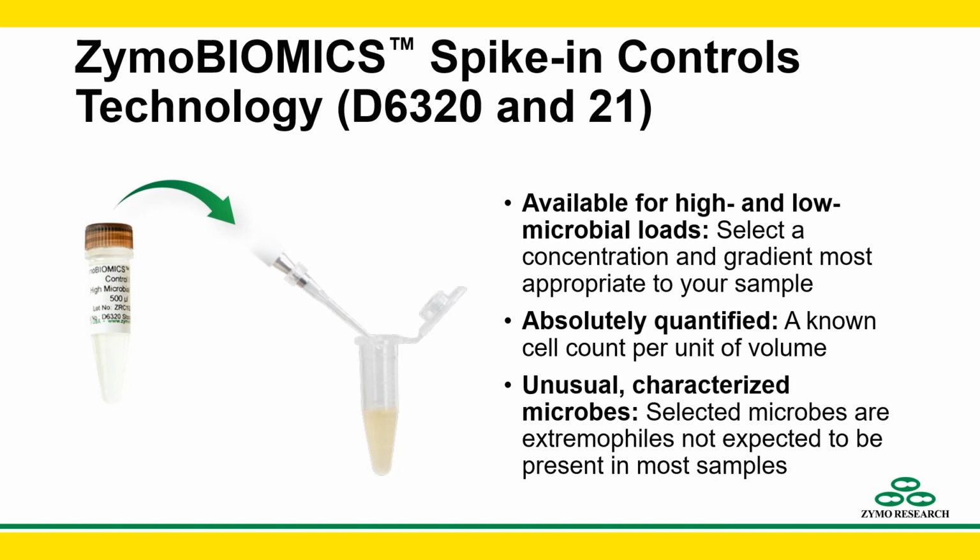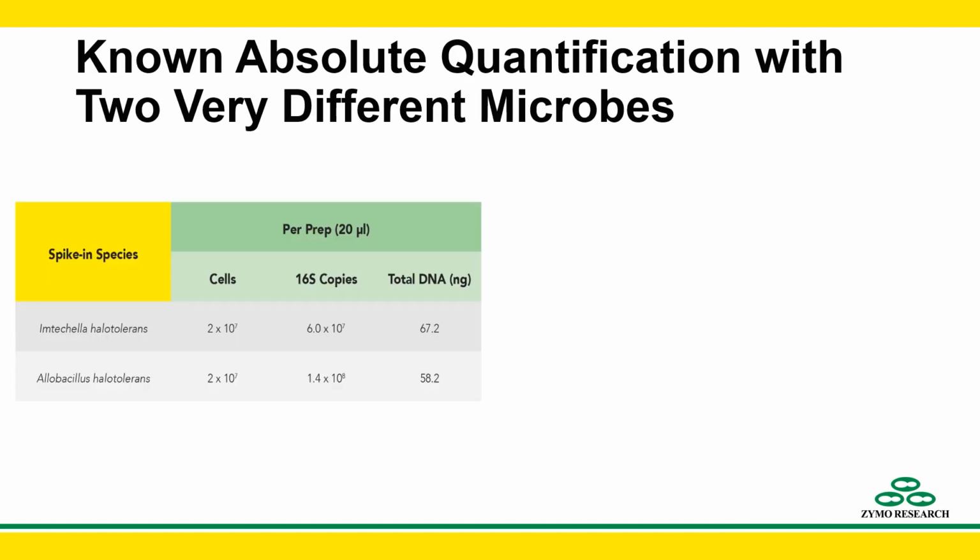These are what I would consider to be unusual but well-characterized microbes. So we have reference genomes on these microbes, and these microbes are things you would not find in most environments. You would definitely not find them in a human, especially not in a human stool sample. So again, they're extremophiles. In particular, we have 2 halophiles, and if you use the low microbial load, you're also going to get a radiotolerant microbe, but you would not expect to find any of those in a typical human sample from pretty much anywhere.